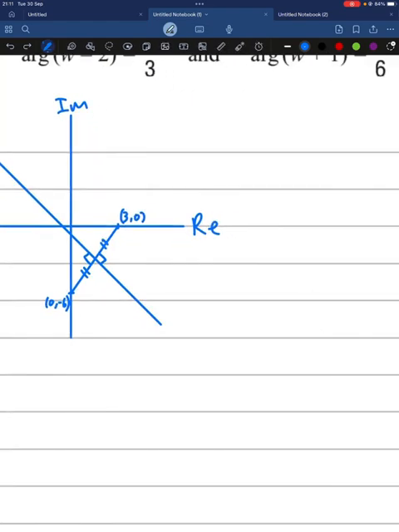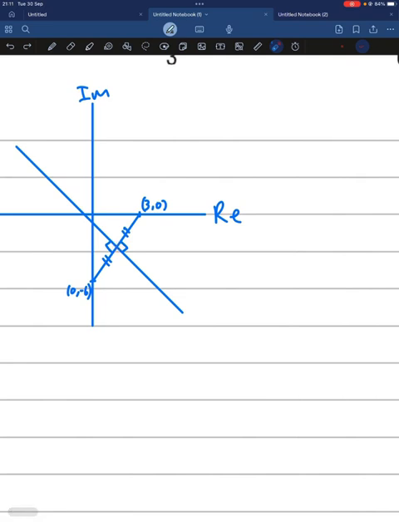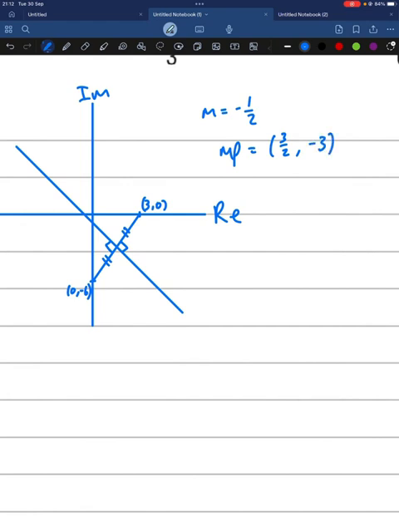Well, we know that the gradient here is the change in y over the change in x. Well, that's 0 minus minus 6, which is 6, over 3 minus 0, so that's a gradient of 2. So this has a gradient of 2, therefore this has a gradient of minus a half, and it passes through the midpoint over here. So m equals minus a half. The midpoint is 0 plus 3 over 2, so 3 over 2, and minus 6 over 2, so minus 3. So the midpoint is that.